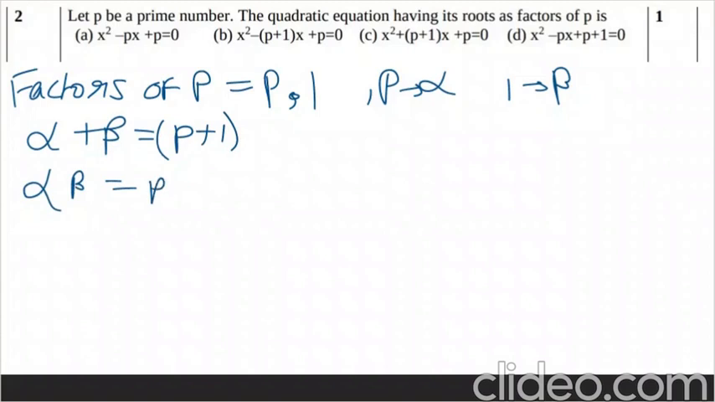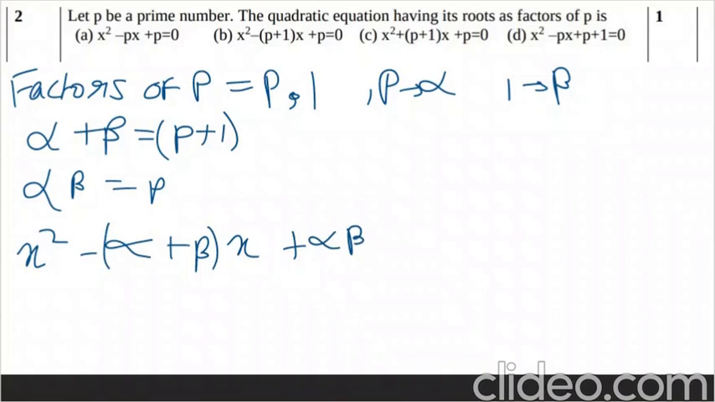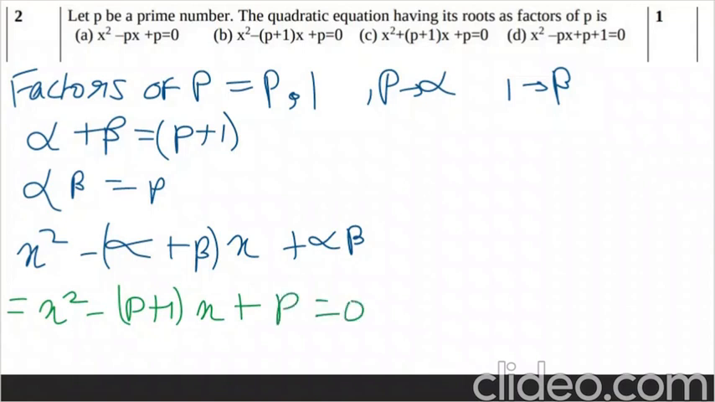Now, if I write it in the standard form, that will be x square minus (alpha plus beta) multiplied by x plus alpha beta. That is what my standard form is. Now, just simply put the values. x square minus (alpha plus beta, which is p plus 1) multiplied by x, and plus alpha beta, which is p. That gives me 0. You can write it.